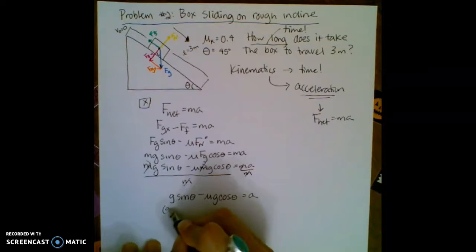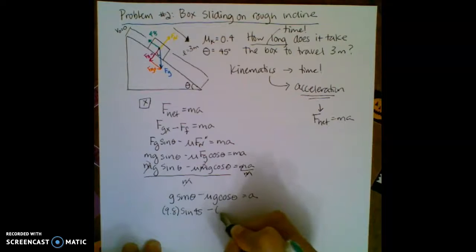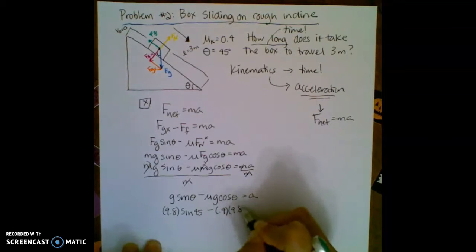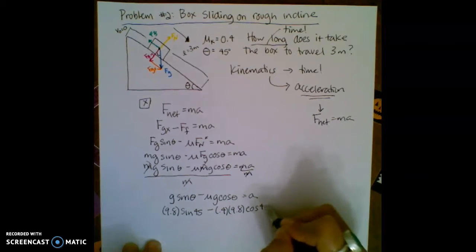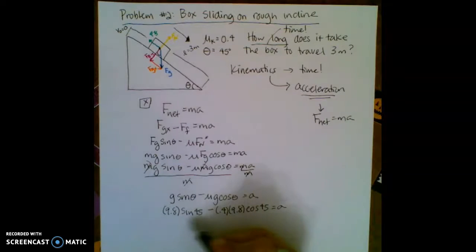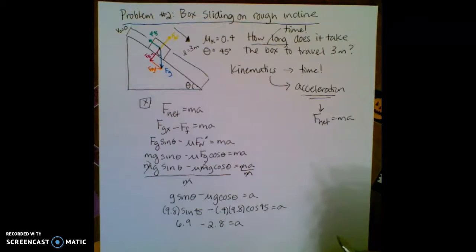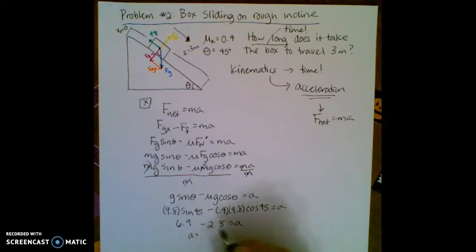So this is 9.8 times the sine of 45 degrees minus 0.4 times 9.8 times the cos of 45 degrees is equal to A. And so this term, 9.8 times the sine of 45, that's 6.9. I'm just rounding to one decimal here. And this multiplication is minus 2.8, and that equals your acceleration, which is equal to 4.1 meters per second squared. Cool, but I'm not done yet because that's just the acceleration.